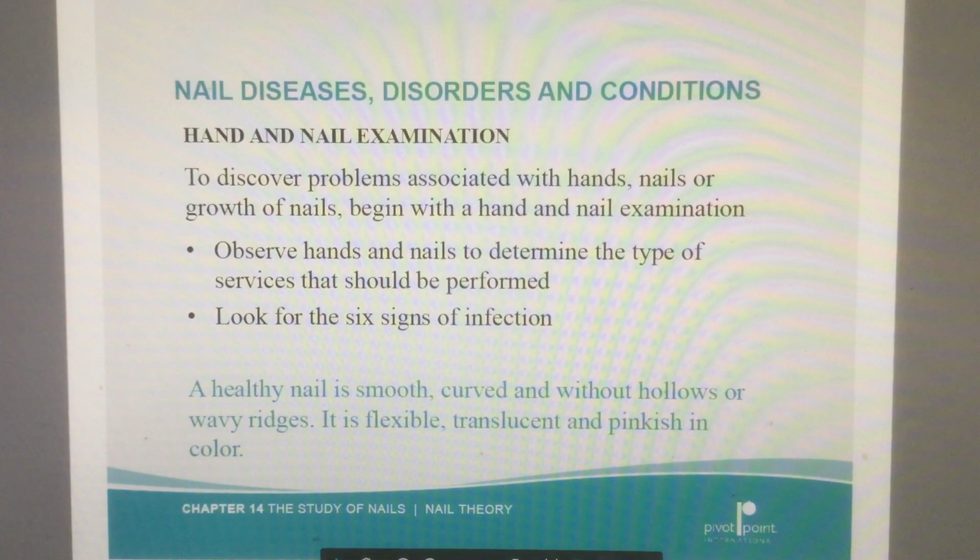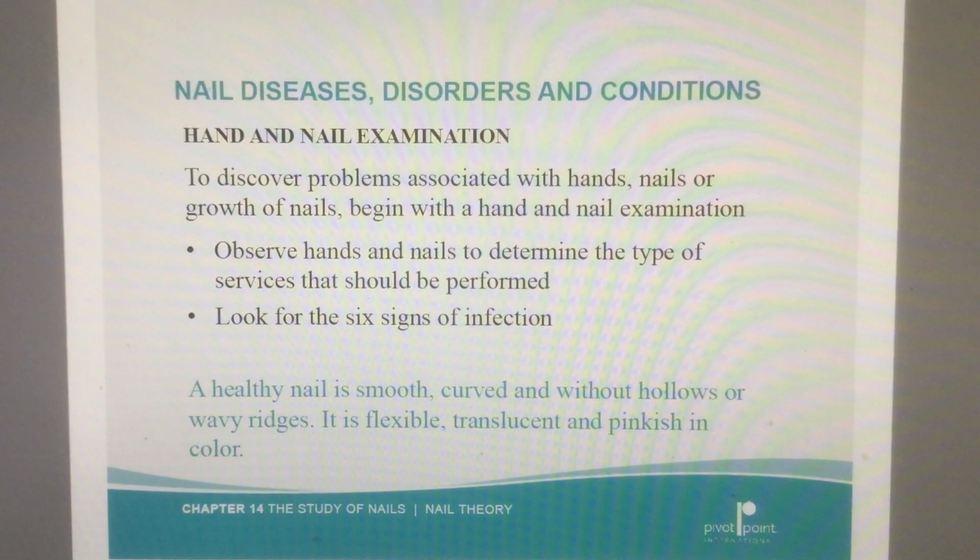Now, nail diseases, disorders, and conditions also require hand and nail examination. So you do a hand and nail examination, not like you're digging for something, but you're going to be looking at the top of the hand, the bottom of the hand. You can look in between the fingernails or in between the fingers. Look at the nails without any polish or products on them. Okay, and this is so that you can discover problems associated with hands, nails, or growth of the nails.